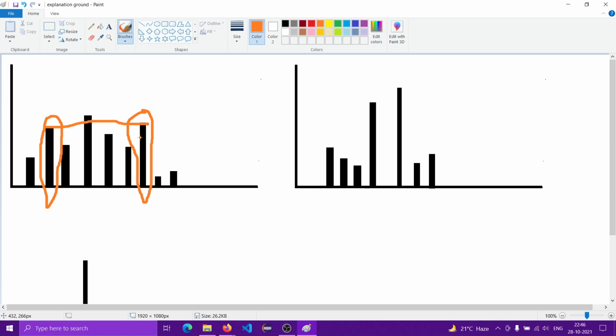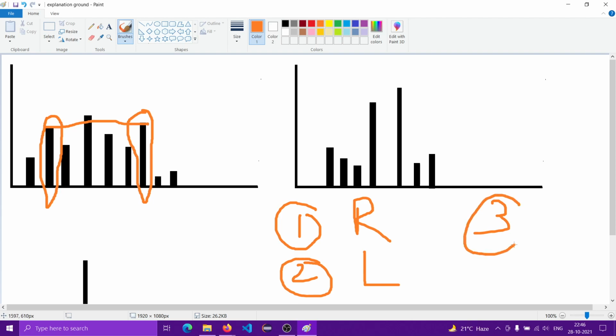So basically we have three situations. The first situation is move from the right side. The second situation is move from the left side. And the third situation is both are equal. So move from which side? So move from both sides. Why should we move from both sides? That I'll explain later.